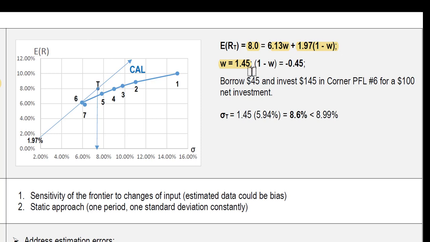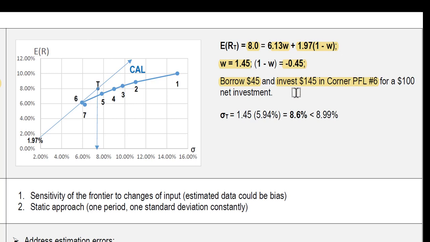So where does the additional 45 cents come from? This is a negative 45 cents, which means you borrow money. So if you have a base of $100, for example, you borrow $45 and you invest the entire $145 into corner portfolio number 6, of course for the $100 investment. That way gives you an 8% return.